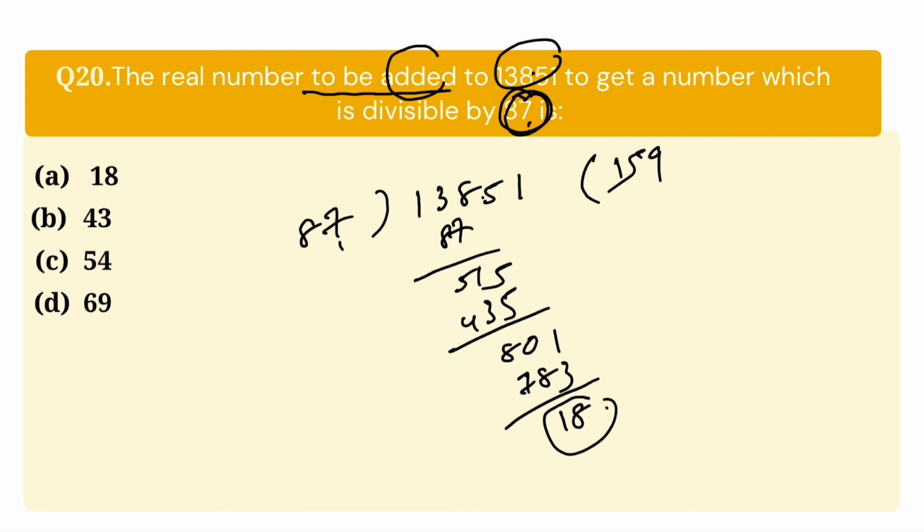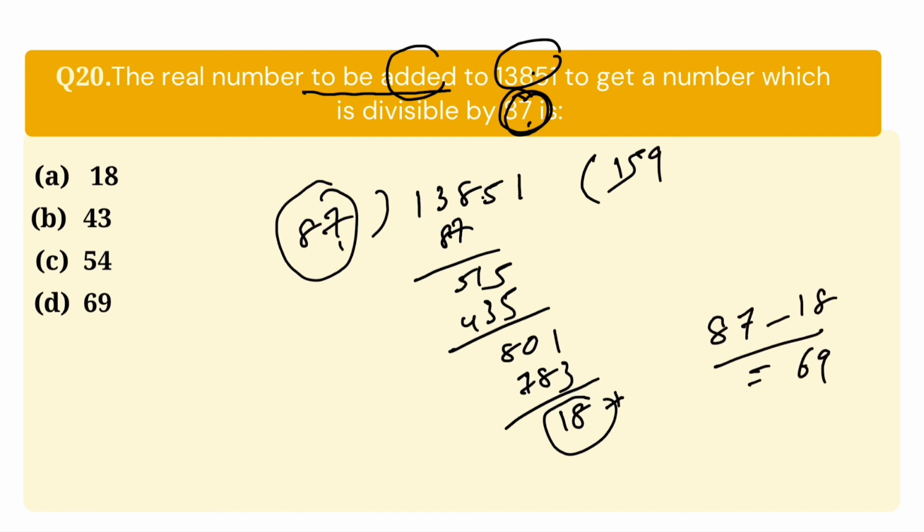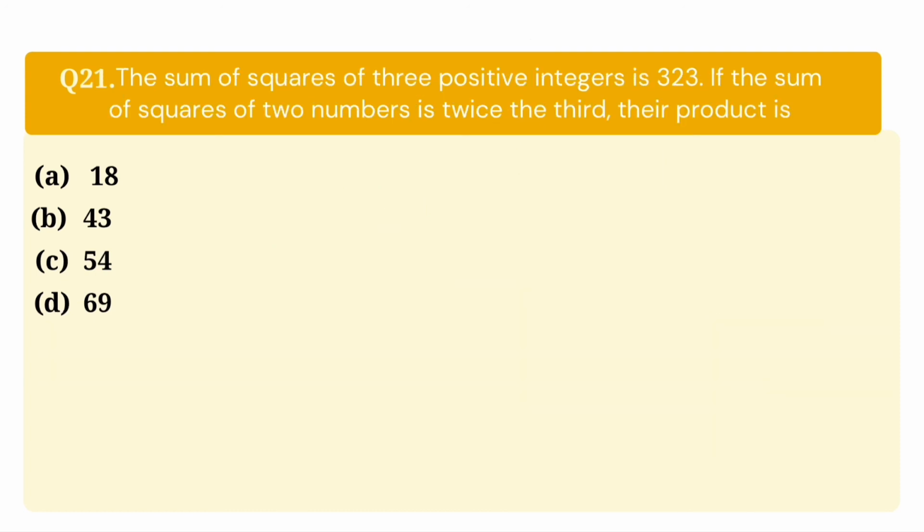So what number if you add here gets it divisible exactly by 87? As 87 is our divisor, in order to come to 87, we have to subtract this 18 from 87. It will give you 69. So if you add 69 here, then this number will be a multiple of 87, and it gets divisible easily by 87. So the answer here is 69. That is the number you have to add to this 13851.